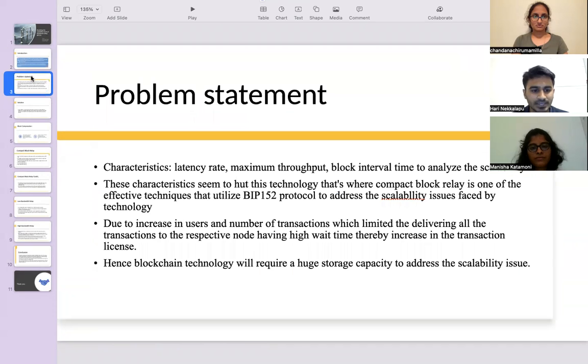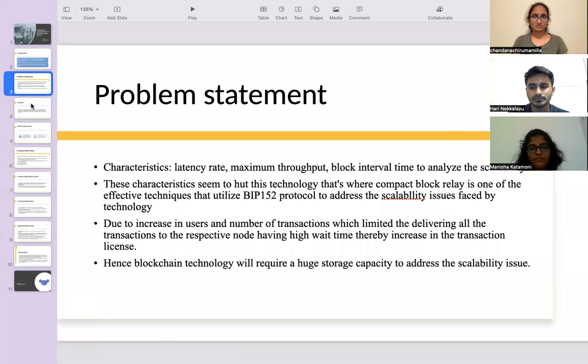Okay, coming to the next slide. Our project deals with the issues of scalability in Bitcoin technology. The Bitcoin scalability problem refers to the limited capability of the Bitcoin network to handle a large amount of transaction data on its platform in a short span of time. It is related to the fact that blocks in the Bitcoin blockchain are limited in size and frequency.